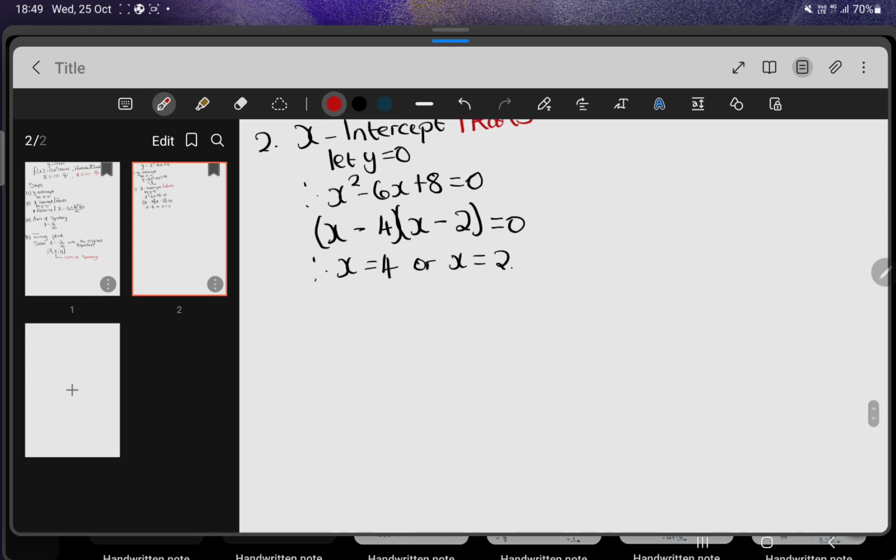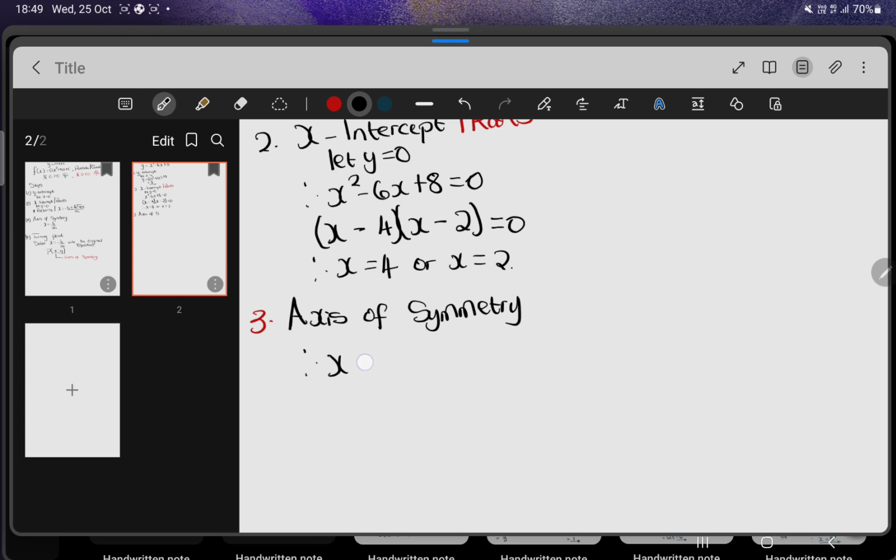So now if you have any question you can ask, then we can proceed. So when we proceed, we're going to number 3. That will be the axis of symmetry. How do we work out the axis of symmetry?